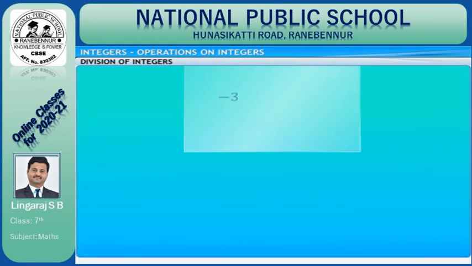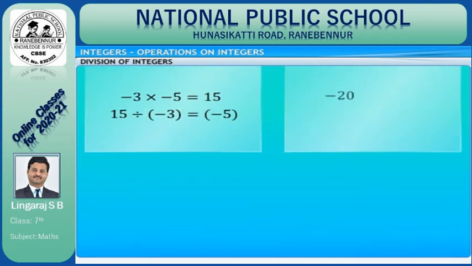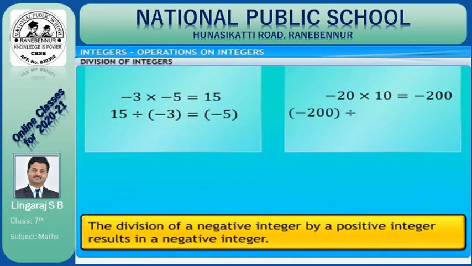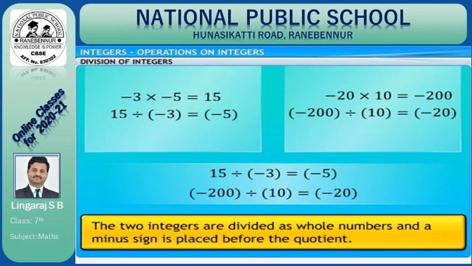Take a look at the example given here. You can see that minus 3 times minus 5 gives us 15, and 15 divided by minus 3 gives minus 5. So, the division of a positive integer by a negative integer results in a negative integer. Now, consider another example. Here again, the division of a negative integer by a positive integer results in a negative integer. In both these cases, the two integers are divided as whole numbers and a minus sign is placed before the quotient or the resultant.